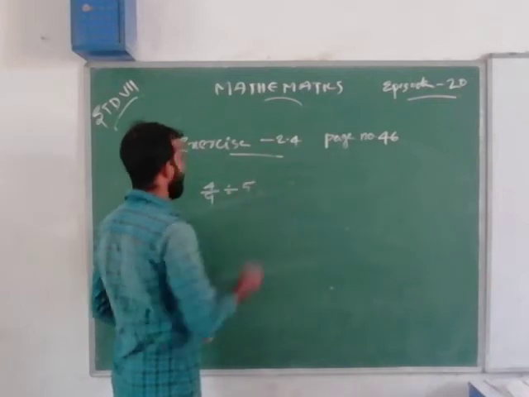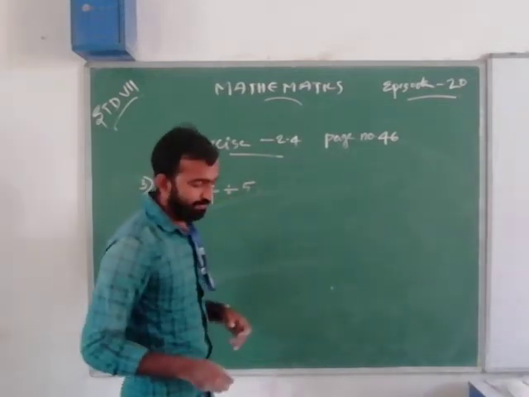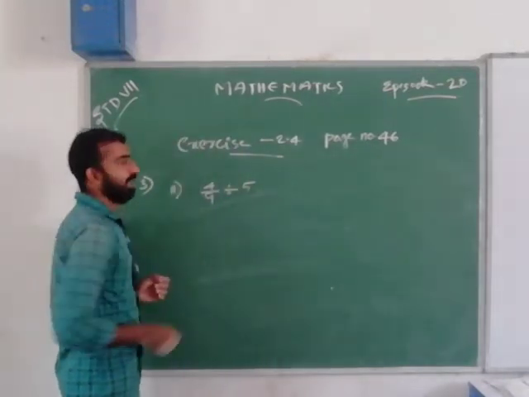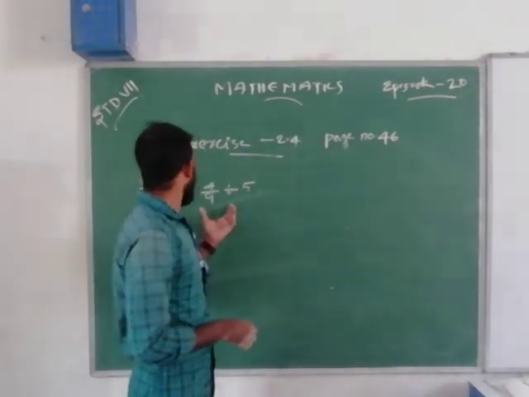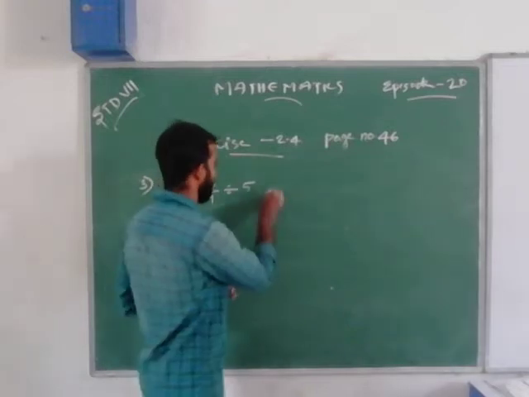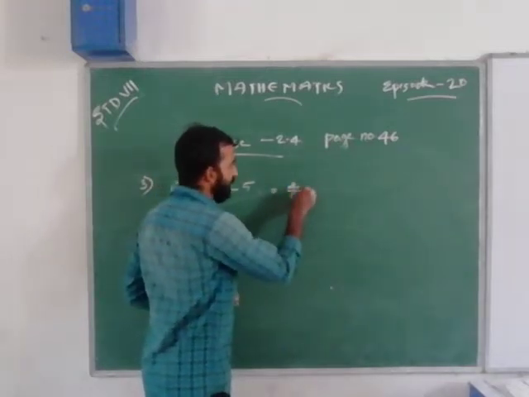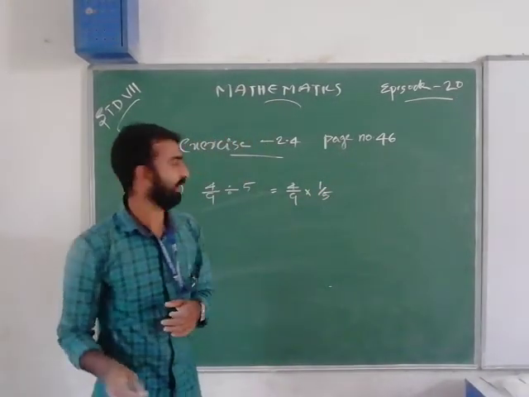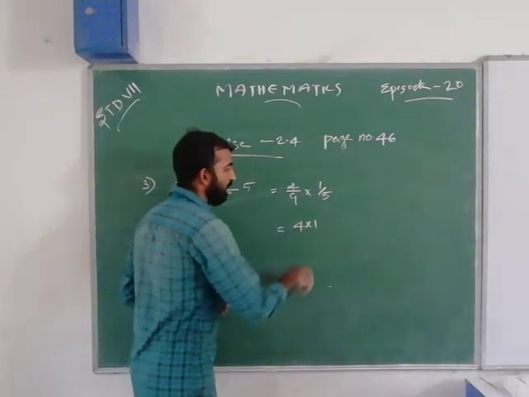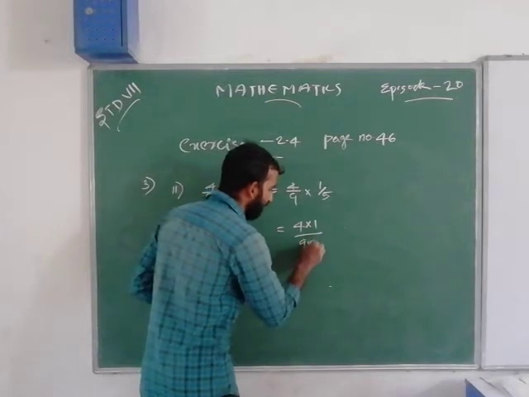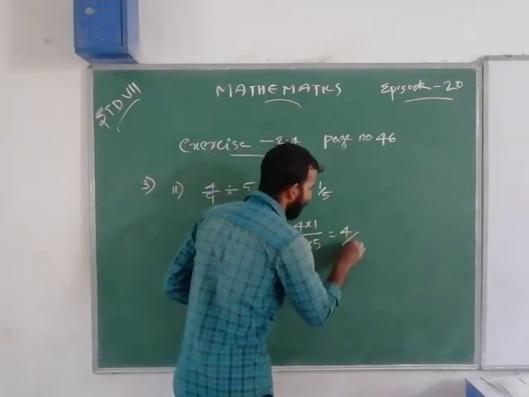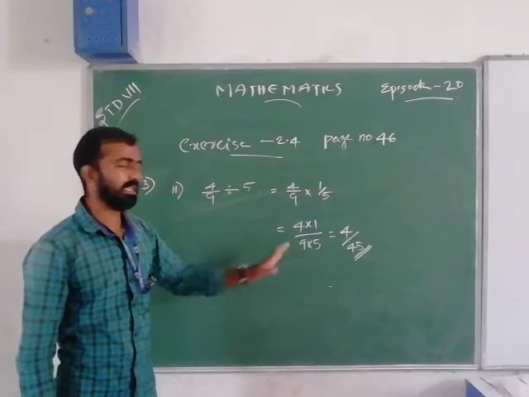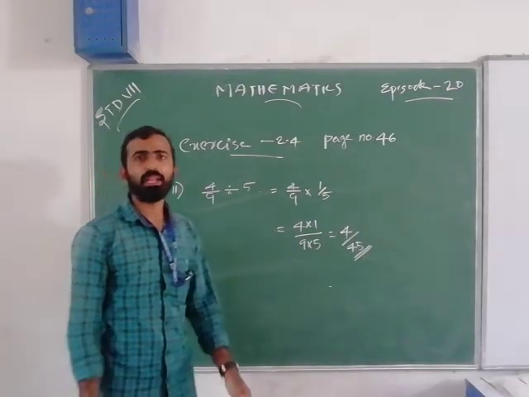Next question: 4 by 9 divided by 5. Second one. What is the answer? 4 by 9 divided by 5, that is 4 by 9 into 1 by 5. That is 4 into 1 by 9 into 5, which is 4 by 45. Is it? Yes. The answer is 4 by 45.